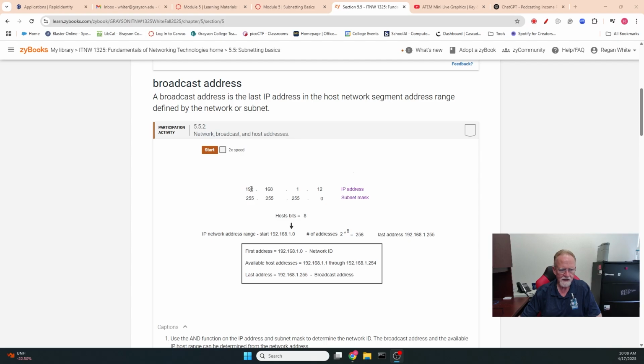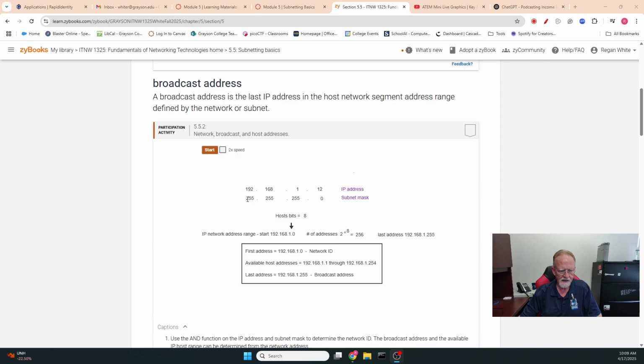So let's say we're going to break this network up. The address that we're given is 192.168.1.12, and it's a class C, so 255.255.255.0. That means it's going to be a /24 to start with, because we have 24 bits in the network section. So we've got 8 bits here, 8 bits here, 8 bits here. That's 24 bits, pardon me, in the network section, I misspoke.